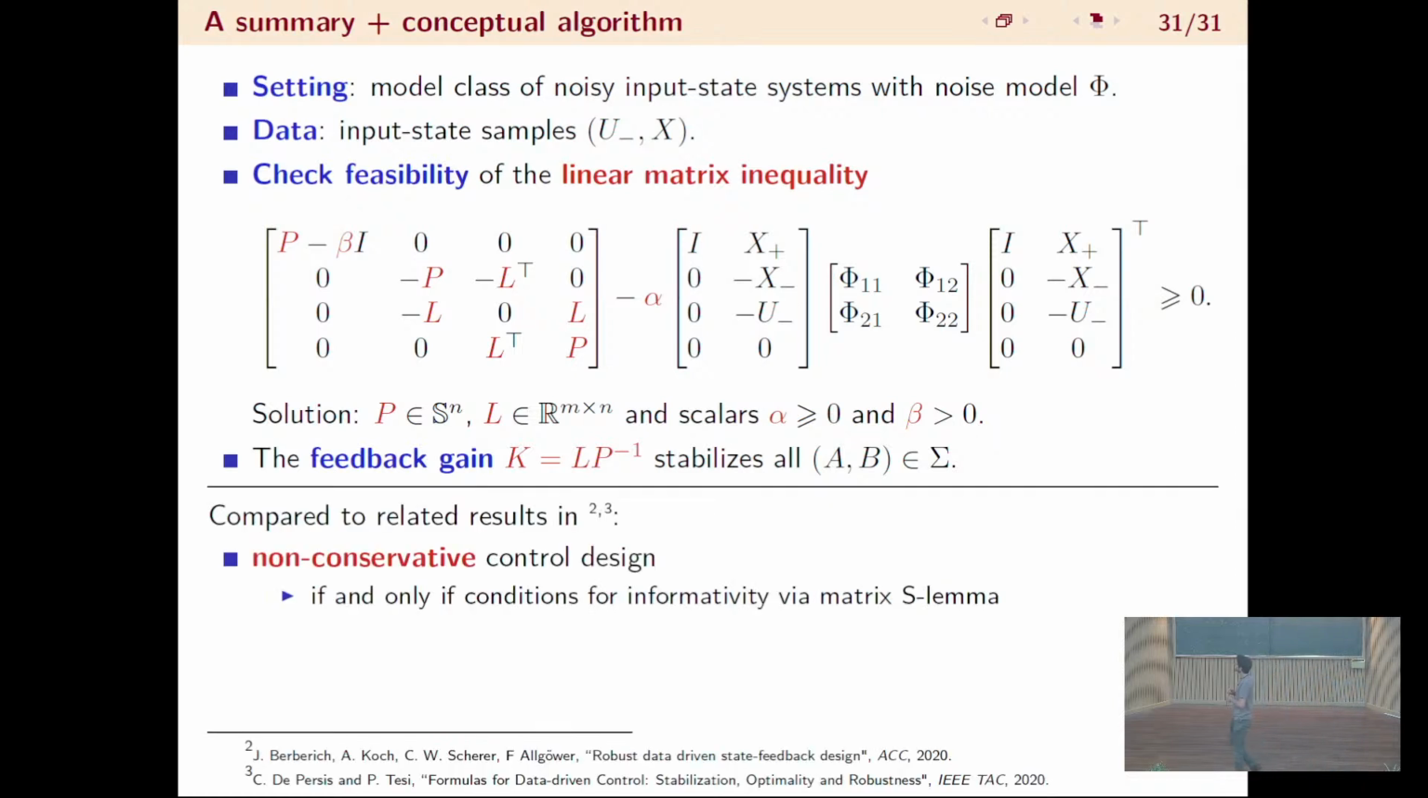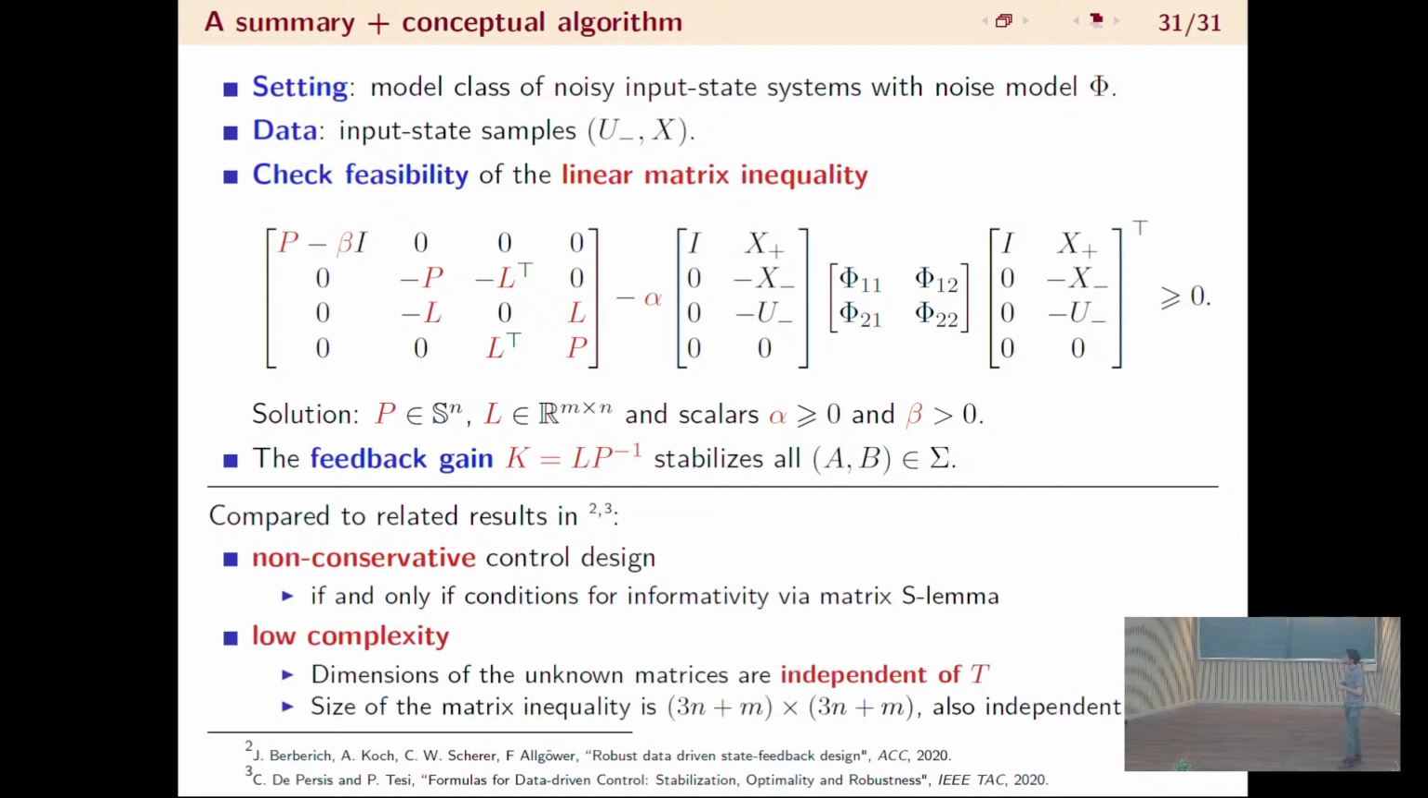That's it. Well, there are a few remarks, just to compare this to some results in the literature. One of the appealing aspects is that using this matrix S lemma, today we obtain this necessary and sufficient condition. So it's a non-conservative control design method in the sense that you get these if and only if conditions for quadratic stabilization. Which means that really, if you cannot find a solution to this inequality, if no solution exists, the data are not informative. There are some other LMI conditions in the literature which do not have that property. So even if they don't have a solution, it may be possible to use a different approach to find a controller. But that's not the case here.